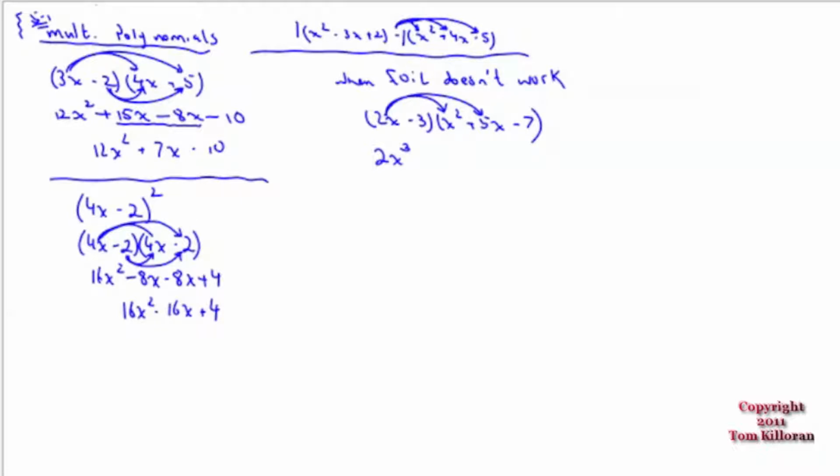What do I put here, though? Plus. It's a positive 10x squared. All right, and then finally, don't forget this one, 2x times negative 7. A negative 14x.